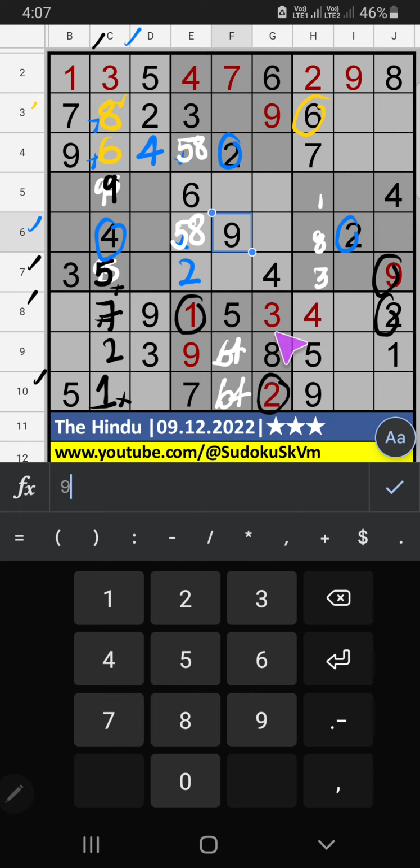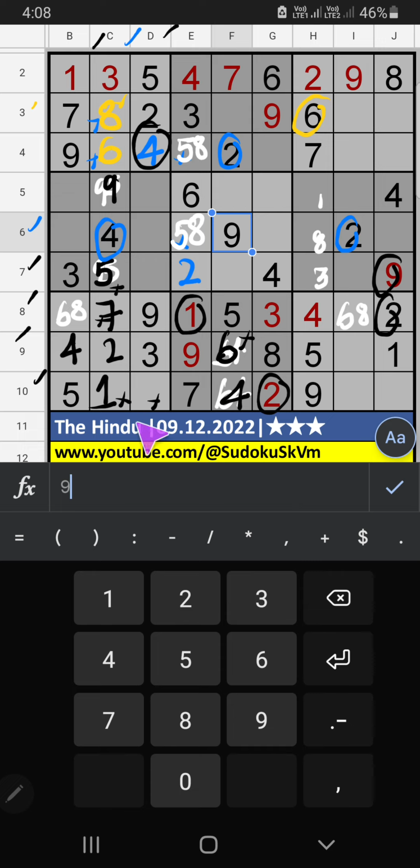Then 8th row, 2 numbers are remaining, 6 and 8. It will come in another two cells. We will confirm later. Column D, we have 4. So 4 can't come in the cell. Then 4 is confirmed here. The 9th row, we have 4. So 4 can't come in the cell. 4 is confirmed here. Then 6 is here.